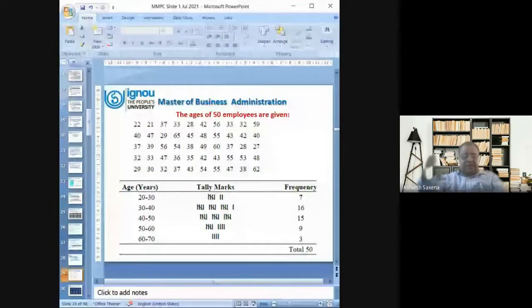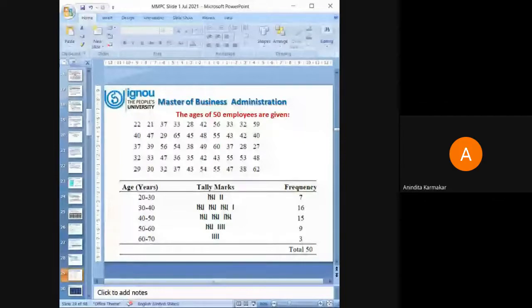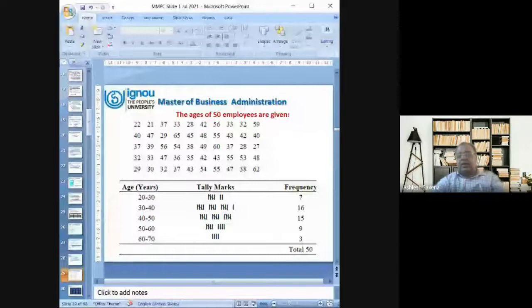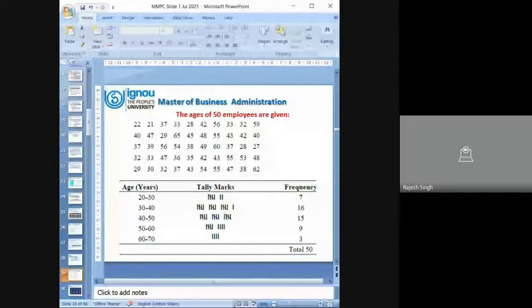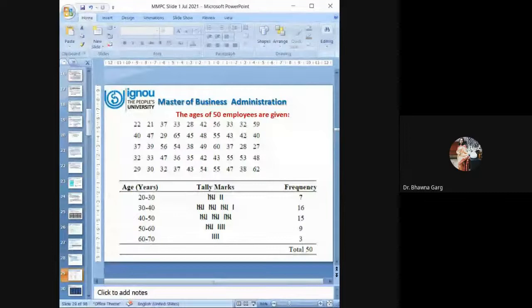And what is the maximum limit? 70. Sir, it's not 70, it should be 65. 65 is the highest one. But sir is asking for the maximum limit, not the highest number. We have to make the range 60 to 70, and 65 will come under it. The highest data we have is 65 only.